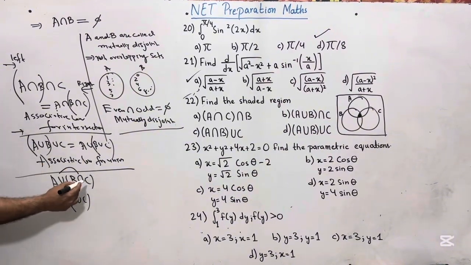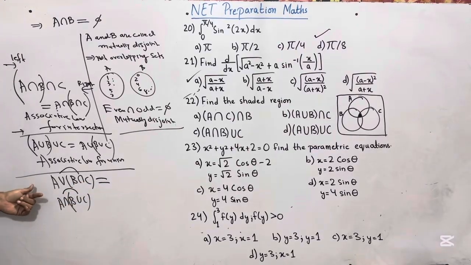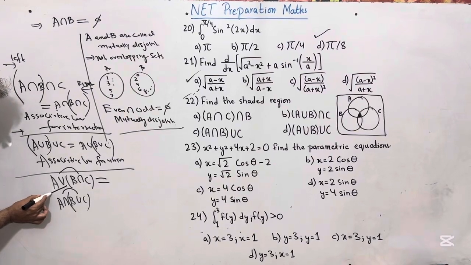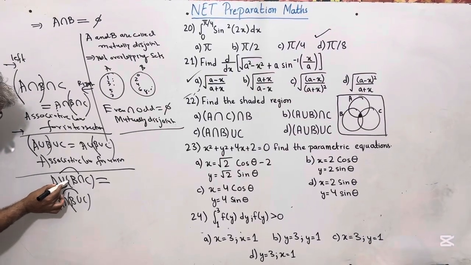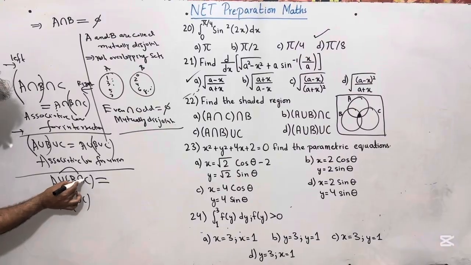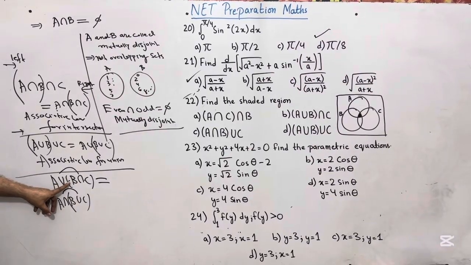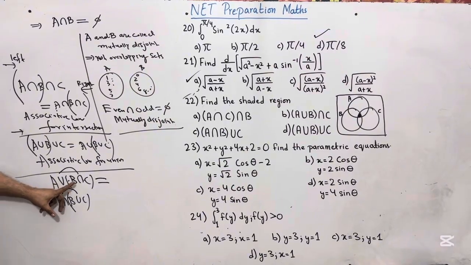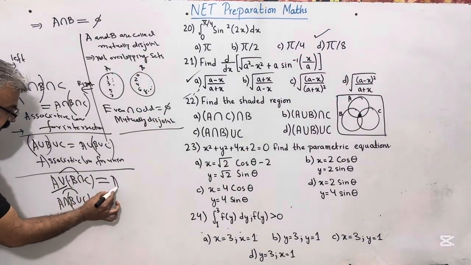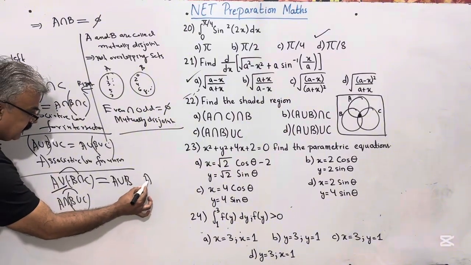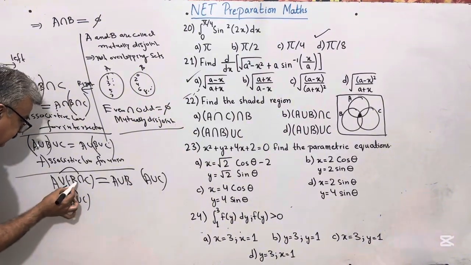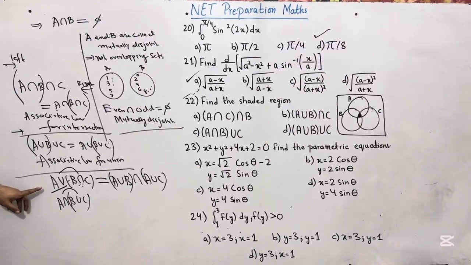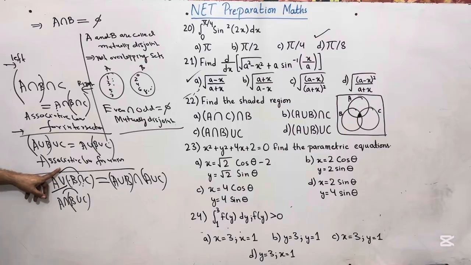How to write its right hand side? Like ordinary multiplication, write A union in front of B as well as in front of C. Like this: A union B and A union C. This symbol remains intact, it is our intersection. This is our distributive law of union over intersection.